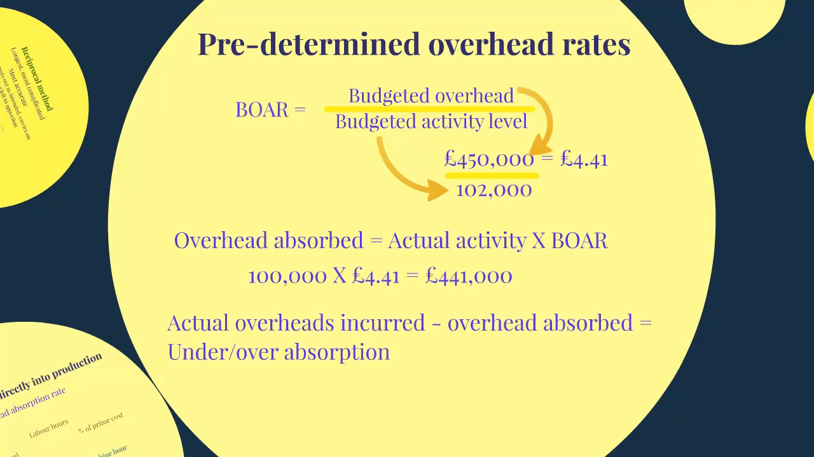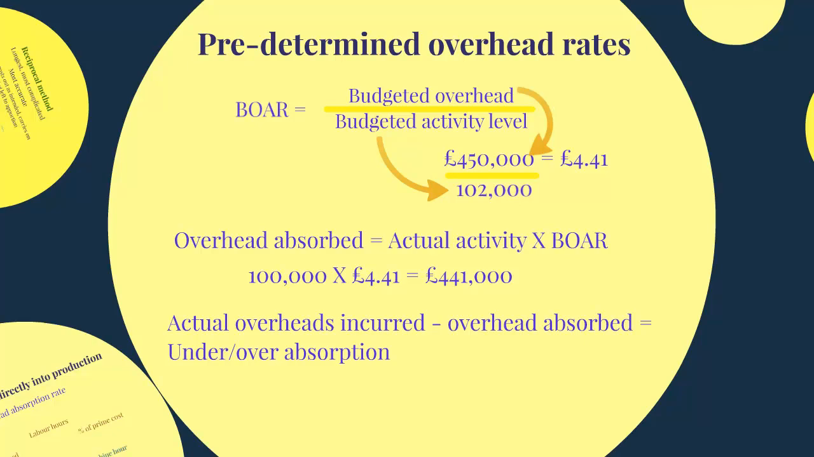So if we look at our actual costs now, rather than producing the 102,000 that they produced, they actually produced 100,000. So we need to take our actual activity of 100,000 units and times it by our predetermined overhead rate, which is £4.41, which of course gives us 441,000, not the 450,000 that they had budgeted.